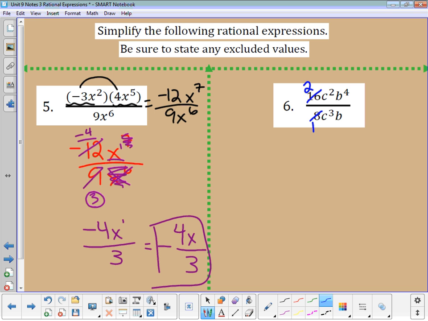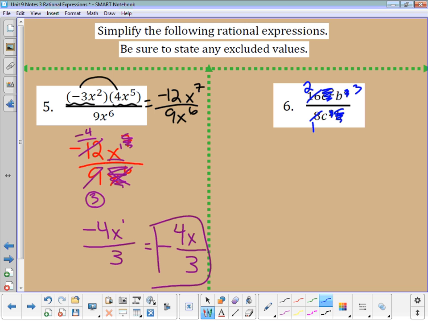Then c squared over c to the 3rd. I have 2 on top, 3 on the bottom. This whole term's going to go away, and that's going to leave me with 1c on the bottom. And then the b's, I have b to the 4th over b. I can get rid of this one, and that's going to leave me with 3 on top.